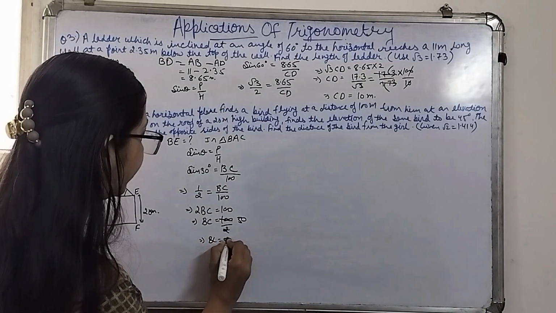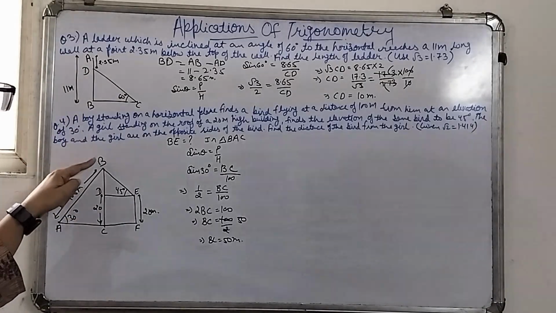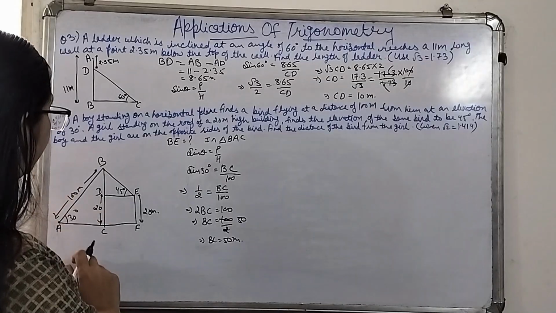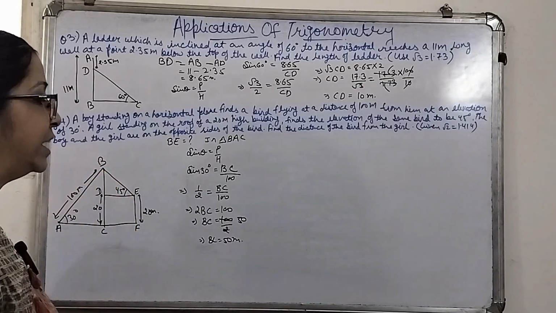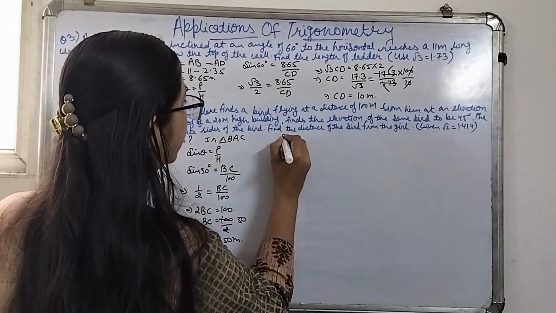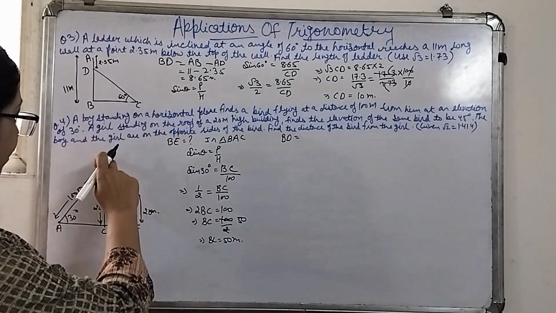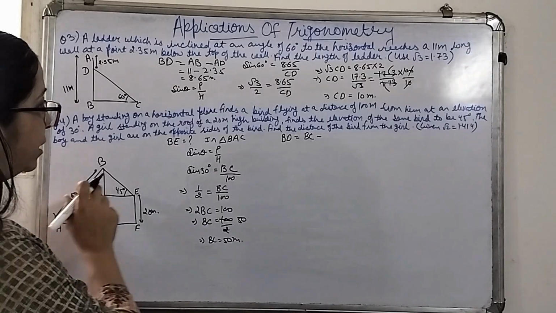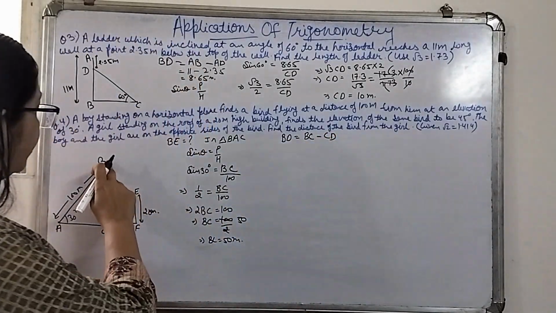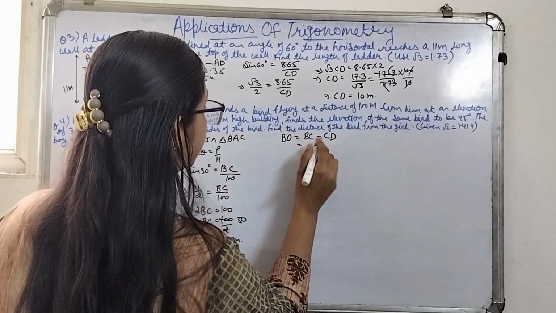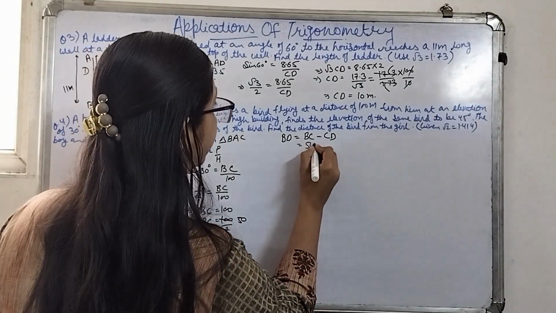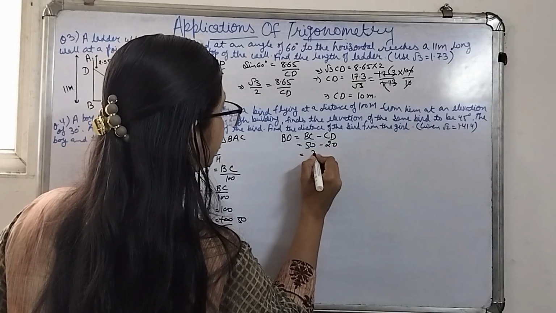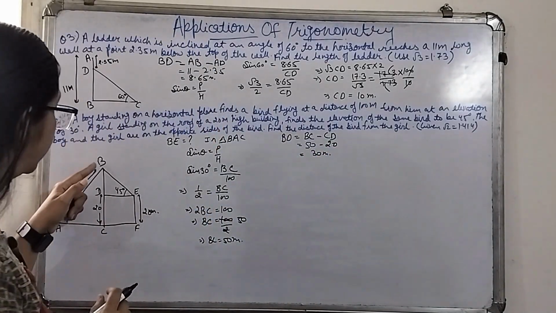Now, if we have the value of BC, we can find the value of BD also, because we know that CD is 20 meters. So what will BD be? From BC, if we subtract CD, we will get the value of BD. This BC is 50, we just got the value of it, and CD is 20, that we know. That simply means it is 30 meters. BD is 30 meters.